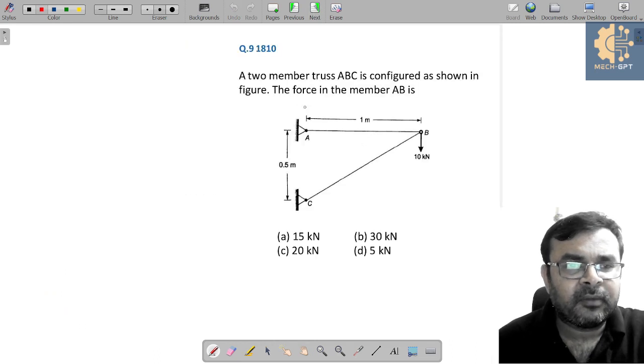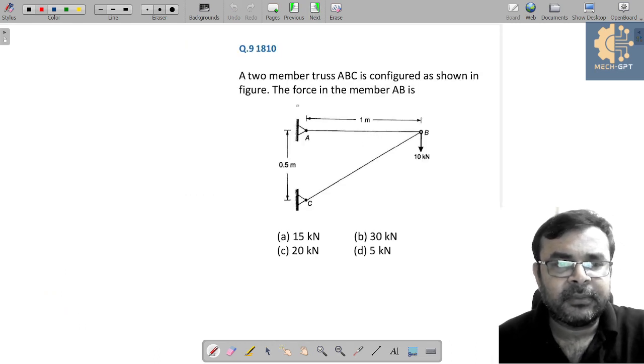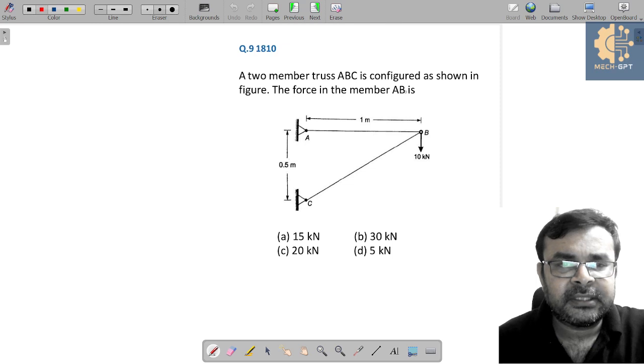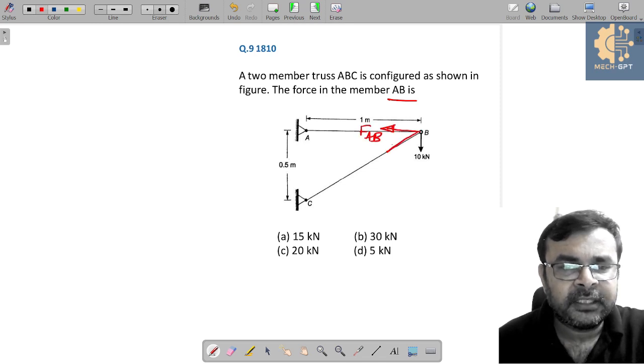Okay, let's see another problem. This is from trusses example. A two-member truss ABC is configured as shown in the figure. You need to calculate the force acting on the member AB. So let's say this force is AB. Similarly, this force is nothing but BC.